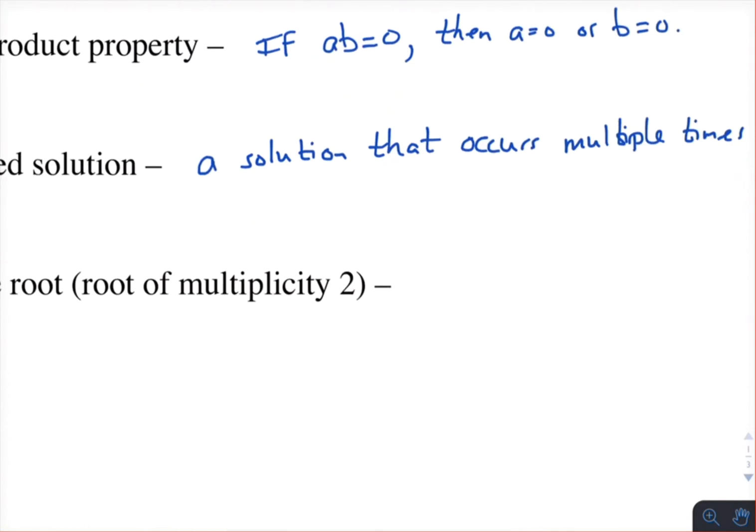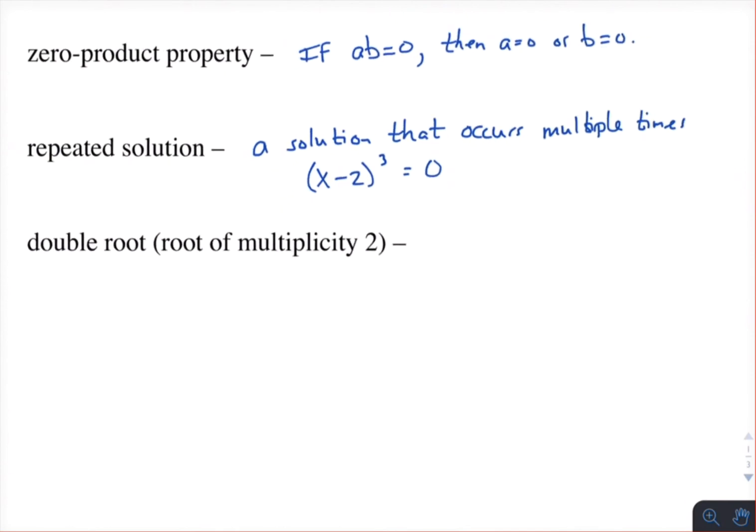So for instance, if I had, say, x minus 2 cubed equals 0, we know that if we were to multiply that all out, we would end up with a third degree equation, something to cube, which means that we would expect 3 solutions, but the only solution to this equation is 2, x equals 2, but it happens 3 times, so we would say that 2 is a repeated solution.